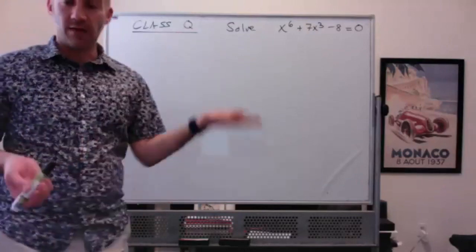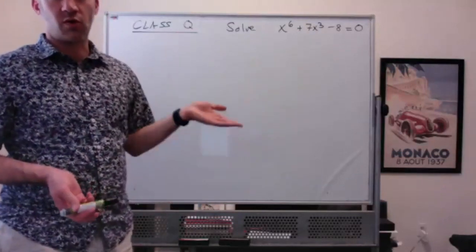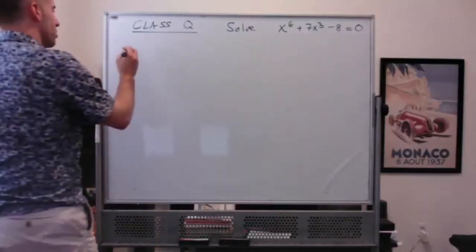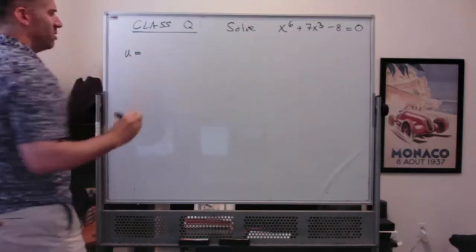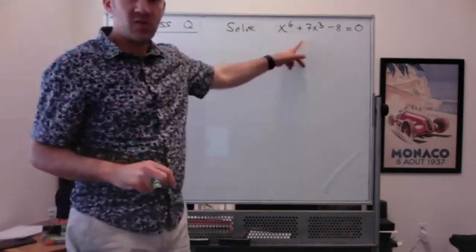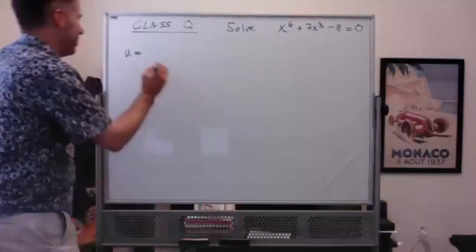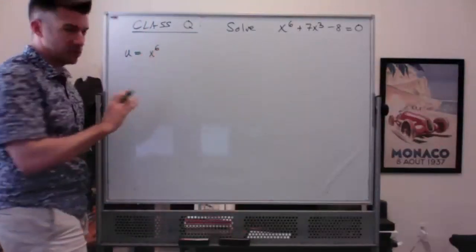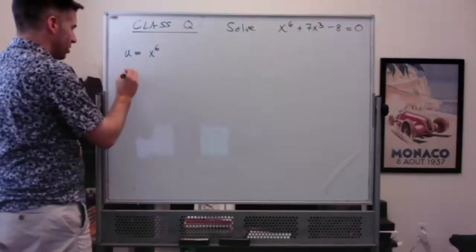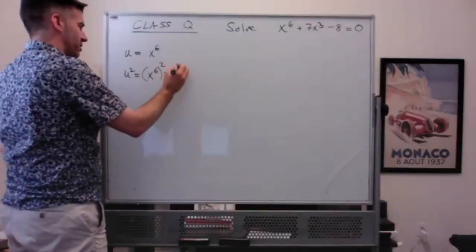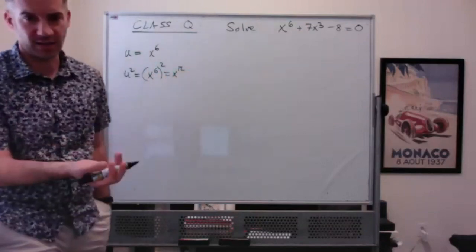So you can either just factor this as is, or you can do a u-substitution, where you say, okay, I'm going to pick u to equal, do I want to pick x cubed or x to the 6th? Well, if you pick the wrong thing, it's going to be really obvious. If you pick u equal to x to the 6th, which is the wrong thing, then u squared will be x to the 6th squared, which is x to the 12th. And I don't have an x to the 12th.